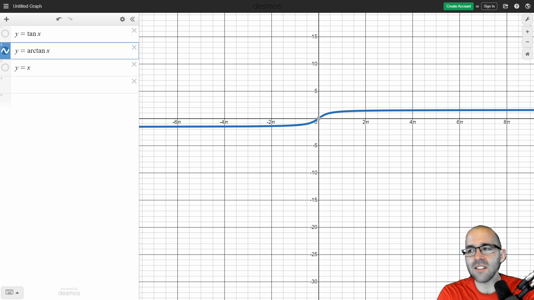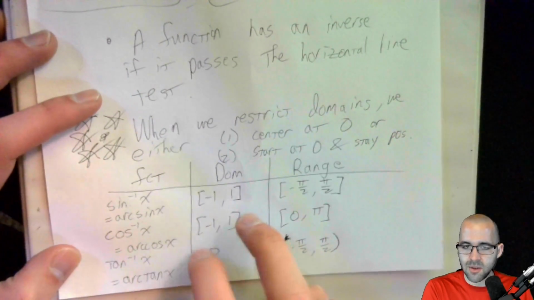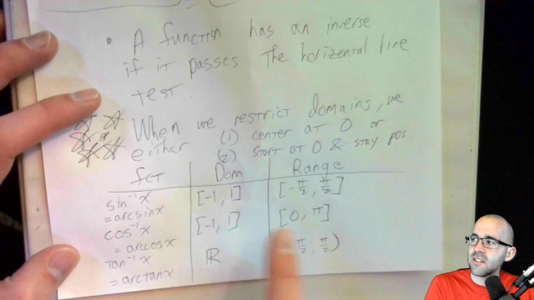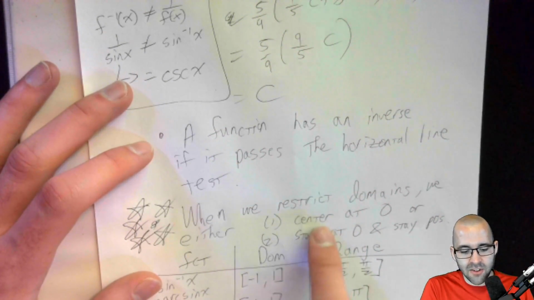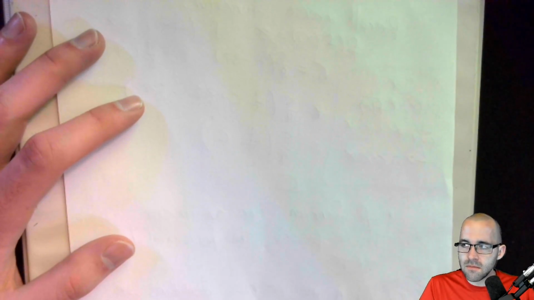And that's arctangent, okay? So one of the big things that we're going to be talking about as we go on in this section is these three things. All right, what is the domain and the range of these things? And it's going to be important. But it's not going to be as bad as you might think. Again, you can always remember why the inverse function either centers at 0 or starts at 0 and stays positive. Okay?